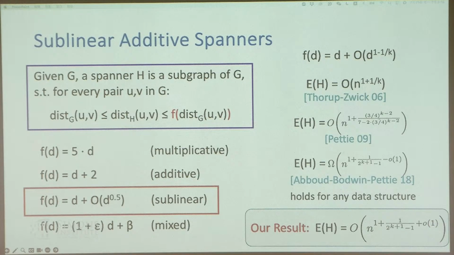Basically, what you're proving is stronger than the message you said. No, you're proving this is the upper bound also. Upper and lower bound are now close. So this holds for any data structure. We construct a spanner achieving the bound. Any other question?